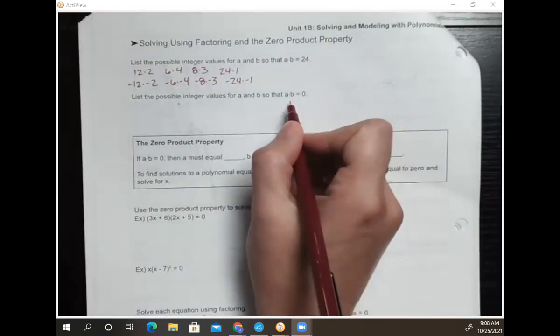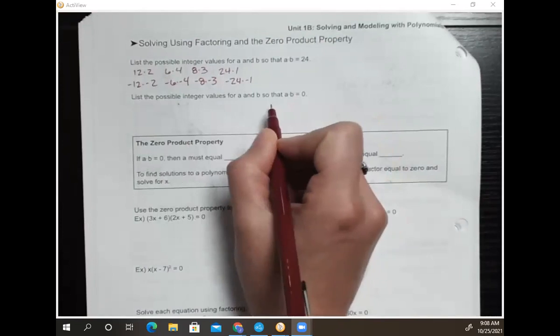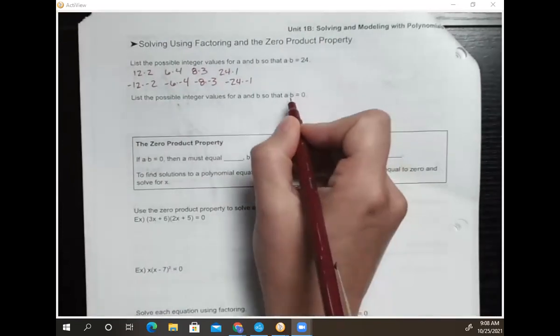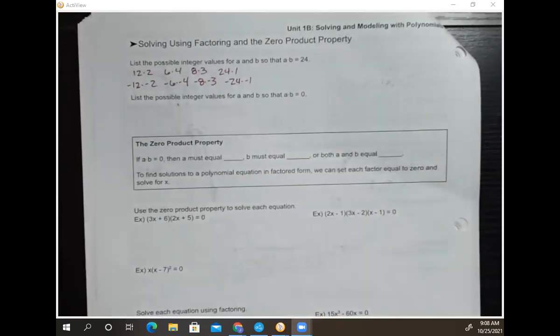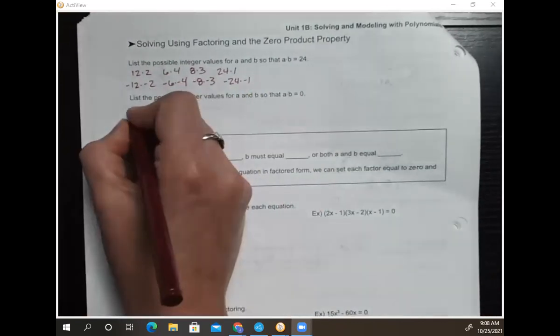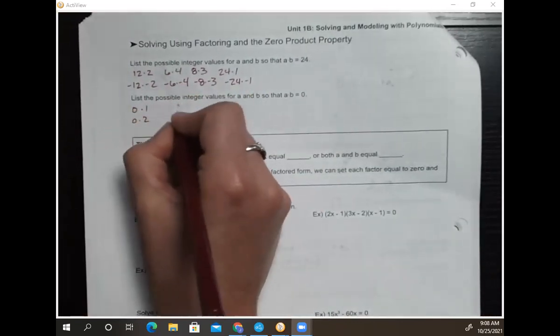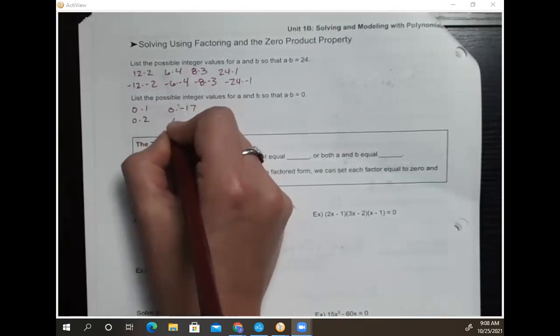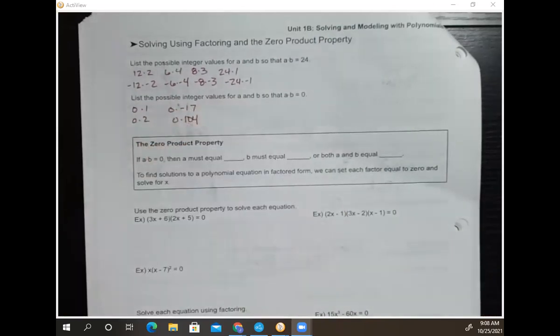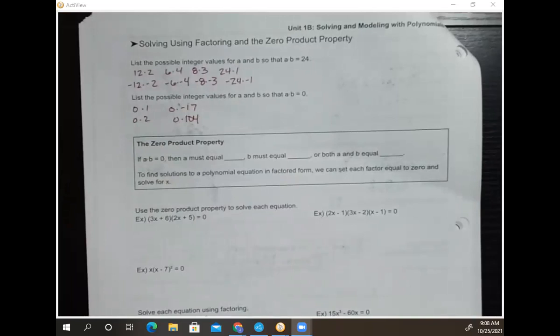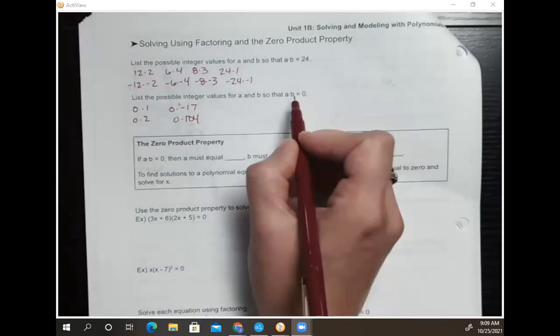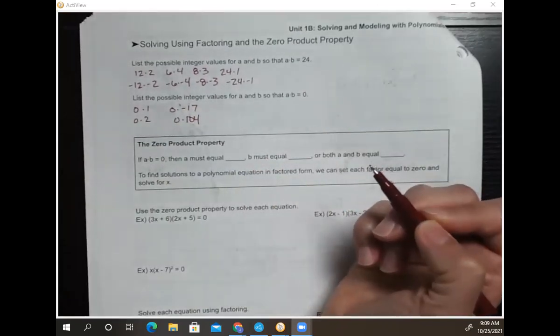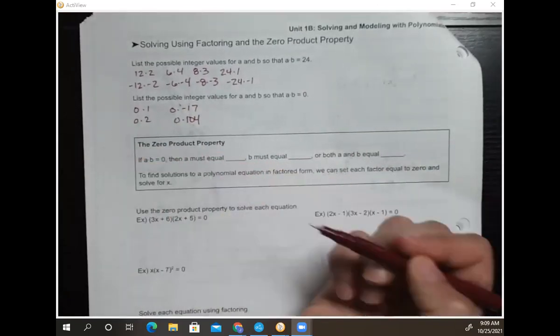Now, for the second part here, I want integer values again, so positive or negative whole numbers, so that when I multiply them, I get 0. So what could I multiply together and get 0? 0 times 1, 0 times 2, 0 times negative 17, 0 times 104, right? 0 times anything. A lot of options here. What we're going to use today is something called the zero product property. So that's actually what we're going to talk about first.